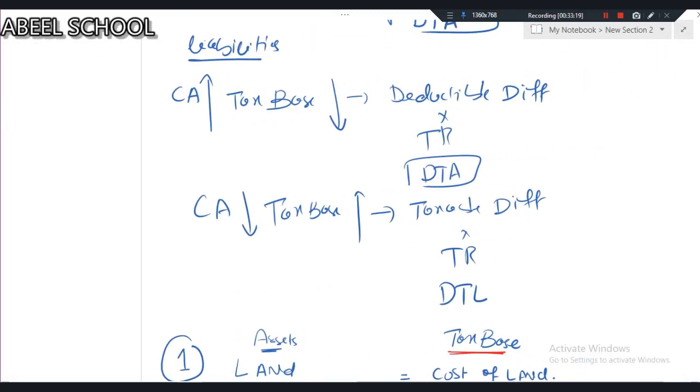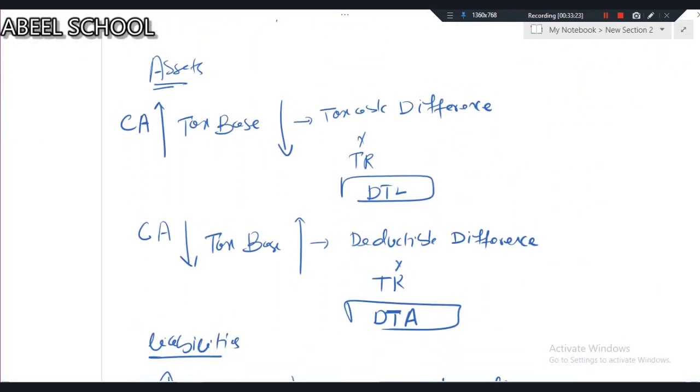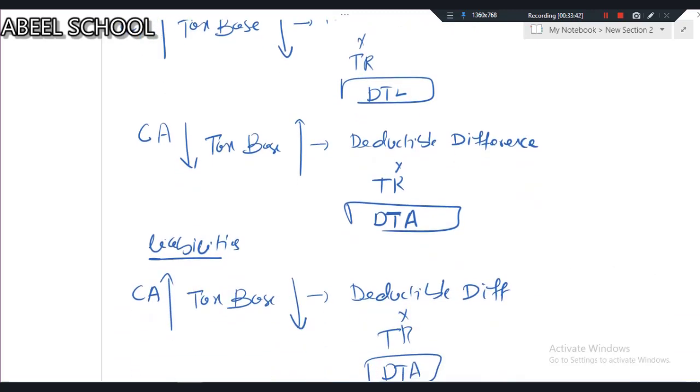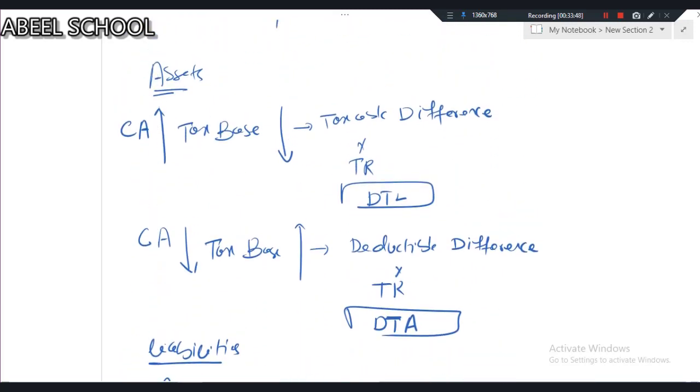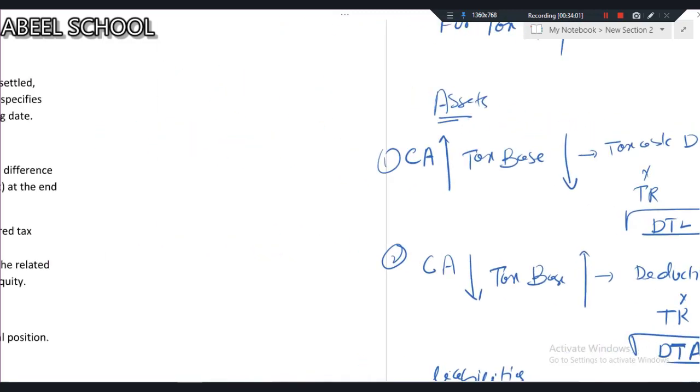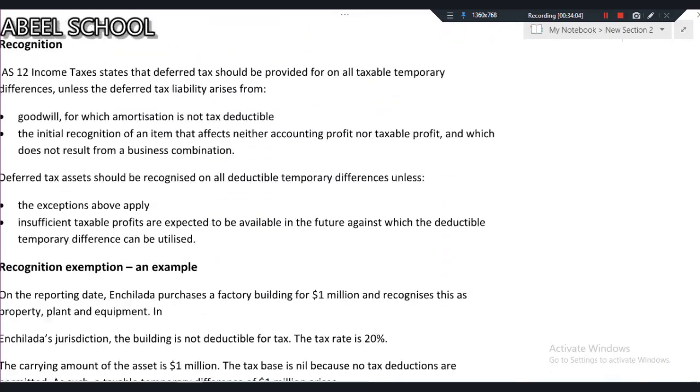Another thing, dear student: you should have a really good grip on this relationship. In case of assets, if the carrying amount is more than the tax base, then the difference is a taxable difference. If the carrying amount is less than the tax base, the difference is a deductible difference, and deductible results in a deferred asset. For liabilities, we have exactly the opposite relationship. So my advice would be to memorize these two relationships relating to assets, and for liabilities just remember one point: opposite of assets. That could be my suggestion.